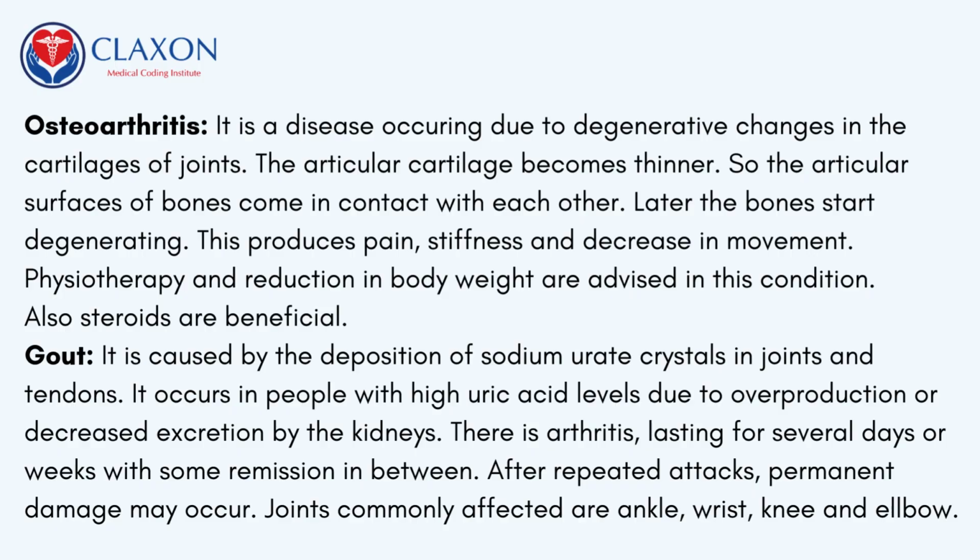Gout. It is caused by the deposition of sodium urate crystals in joints and tendons. It occurs in people with high uric acid levels due to overproduction or decreased excretion by the kidneys. There is arthritis, lasting for several days or weeks with some remission in between. After repeated attacks, permanent damage may occur. Joints commonly affected are ankle, wrist, knee, and elbow.